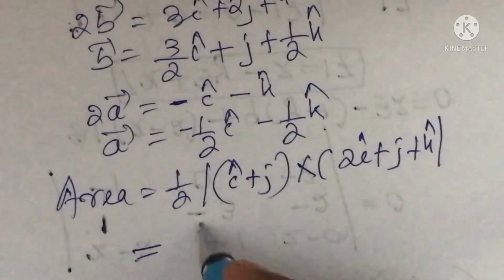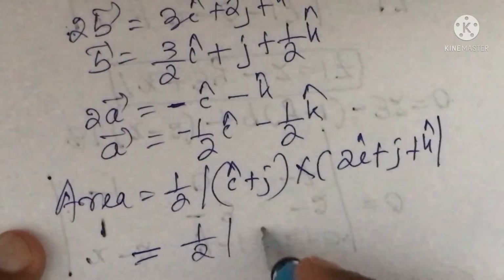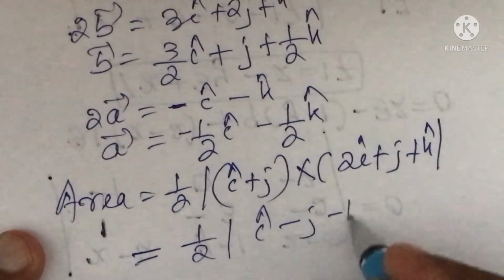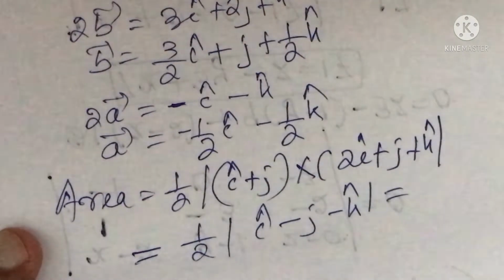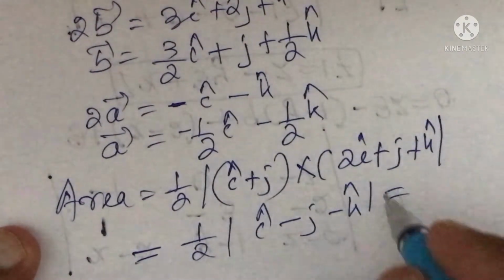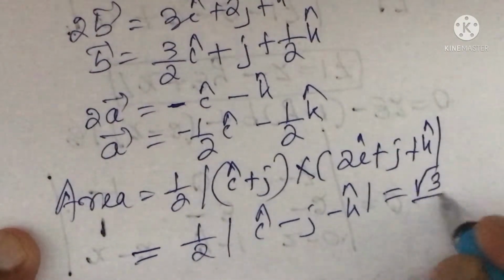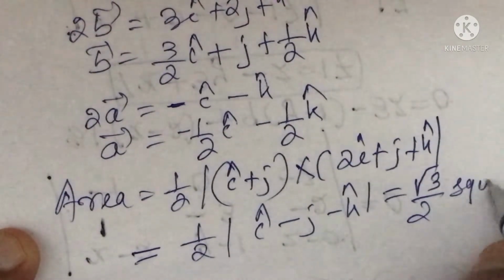This is equal to half into magnitude of i - j - k. Magnitude of i - j - k is root 3. So area is equal to root 3 by 2 square unit.